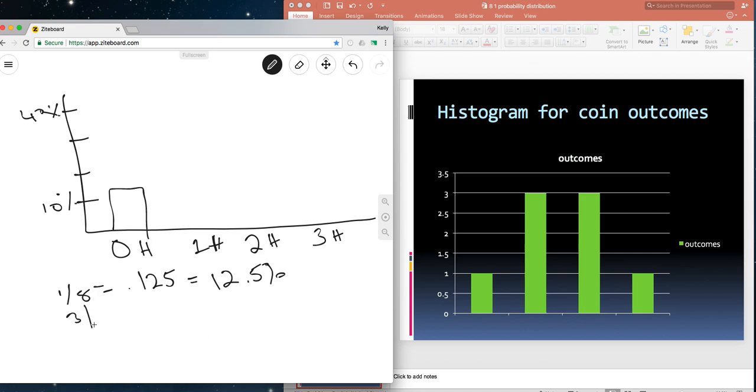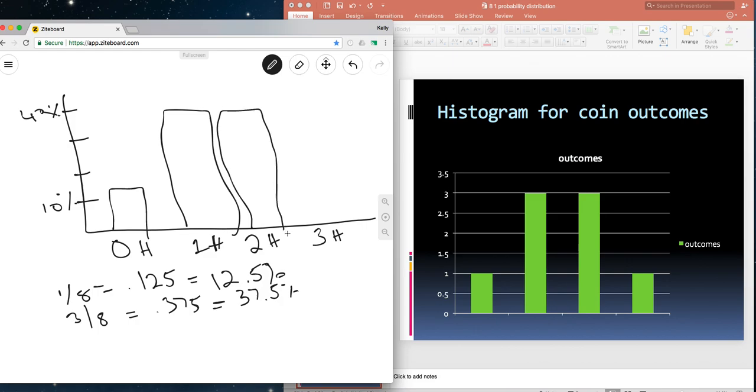Then 3 out of 8 was my next one, and that's for both of these. They both were 3 out of 8. And when I put that in my calculator, I get 0.375 or 37.5%. So it's almost up to 40, but not quite. And there's my beautiful graphs. I know you guys appreciate my drawing skills. Wow, that's amazing. And then, of course, 3 heads is going to be also at that 12.5%.